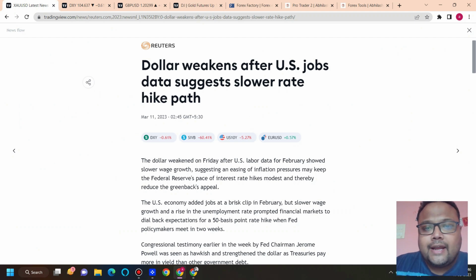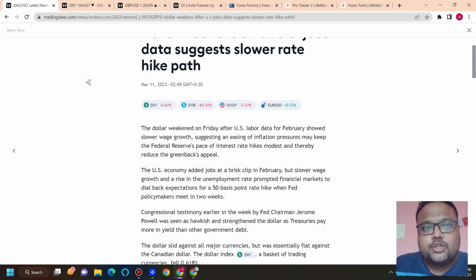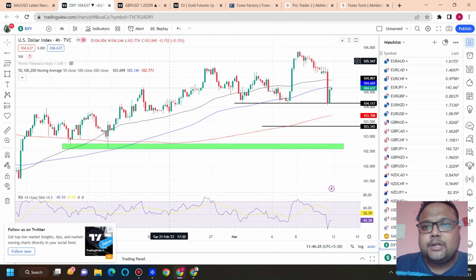Dollar weakened on Friday after US labor data showed slower wage growth, suggesting an easing of inflation pressures, which may keep the Federal Reserve's pace of interest rate hikes modest and thereby reduce the greenback's appeal. But the best part is that though there was a sharp fall, DXY maintained the overall structure.